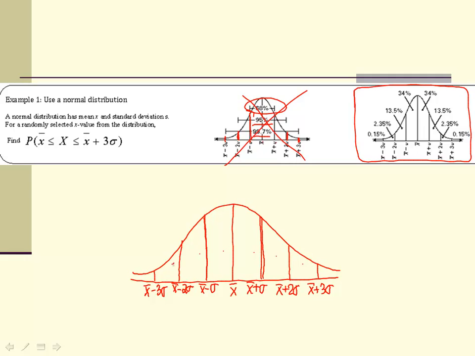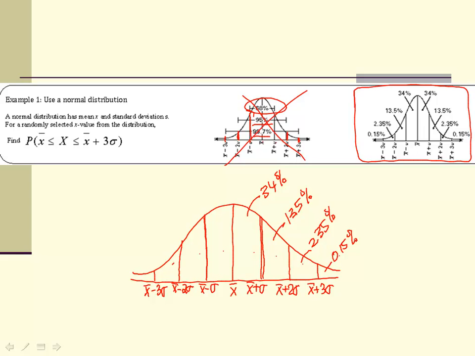So here's what I want you to know. One standard deviation is 34%. The second standard deviation is 13.5%. The third standard deviation is 2.35%. And all of that little itty bitty leftover is 0.15%. And this is what I want you to kind of keep in mind.